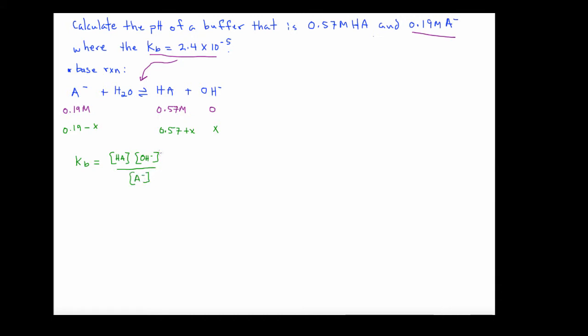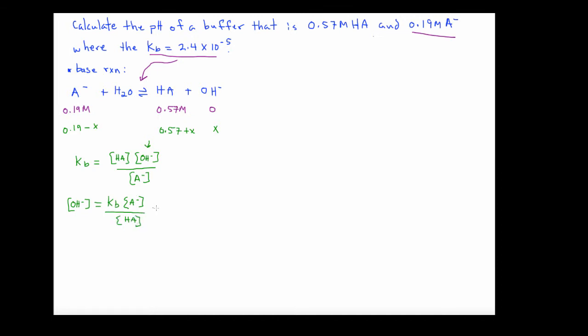Now, since we're after the pH of this, note that first we're going to actually calculate the hydroxide concentration. Once we have that, then we're going to have to do another calculation to get to the H plus. To facilitate this, I'm going to rearrange my equation. So we're going to have the OH minus is equal to the Kb times the A minus divided by the HA.